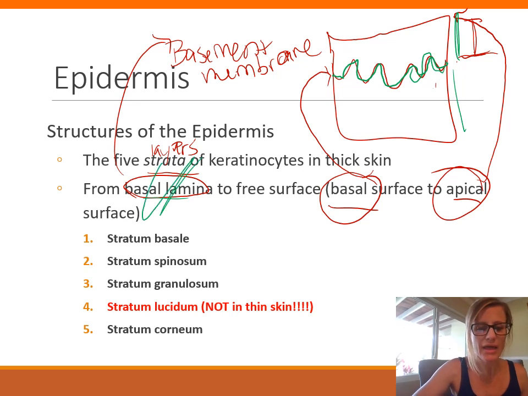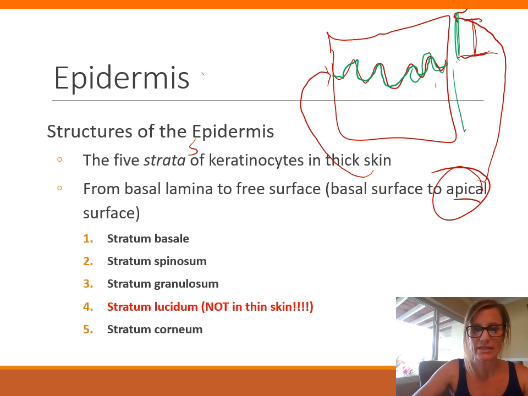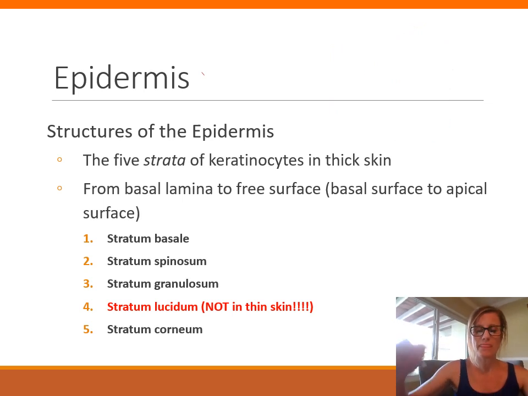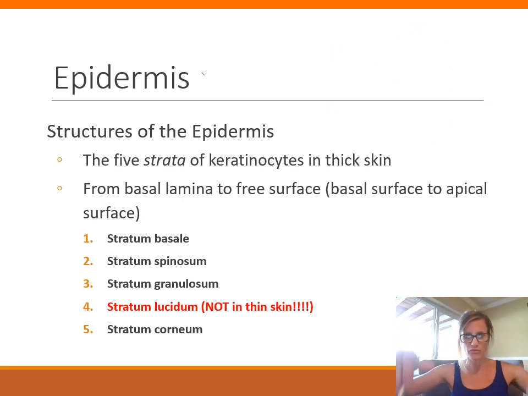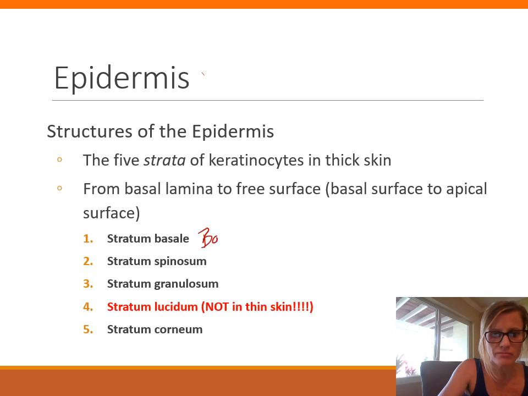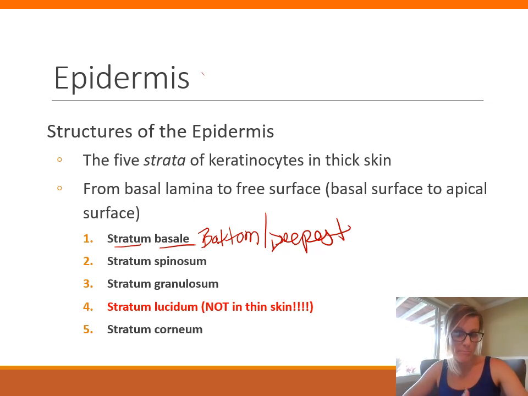Now, again, you guys see the five layers listed, and they're listed in order from the bottom up to the top, right? So from the basal surface out to the apical surface. So the bottom, or deepest, layer of the epidermis is the stratum basale, right? Like base, bottom, basale. And it's full of basal cells, we'll see in a second.